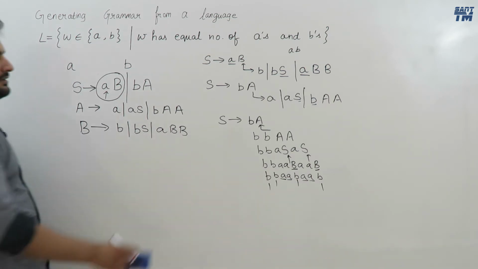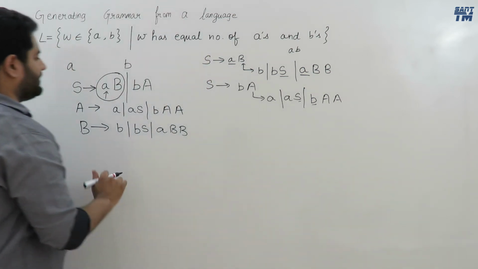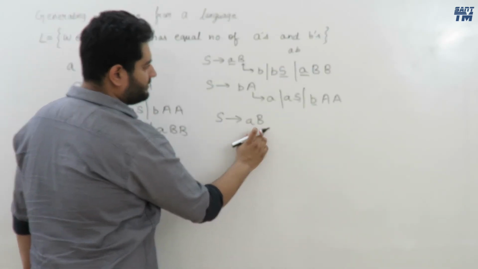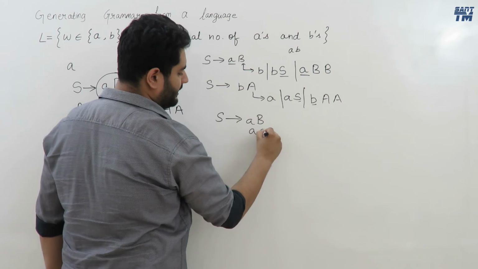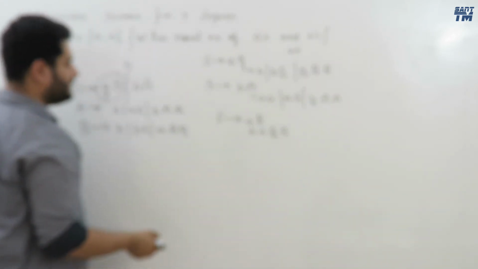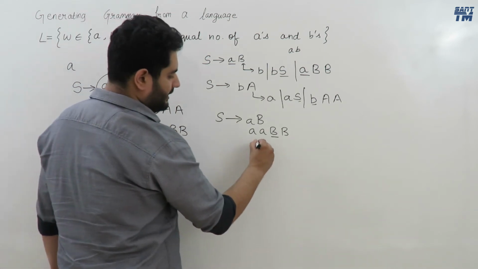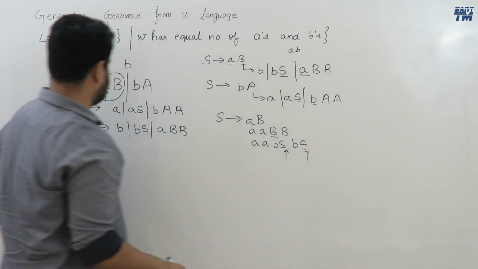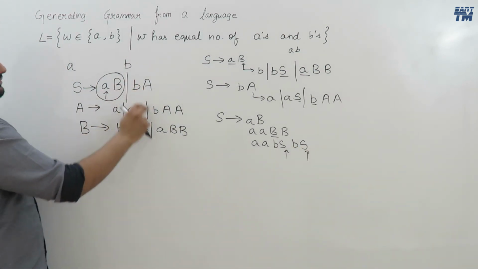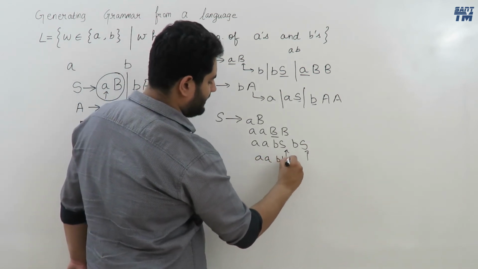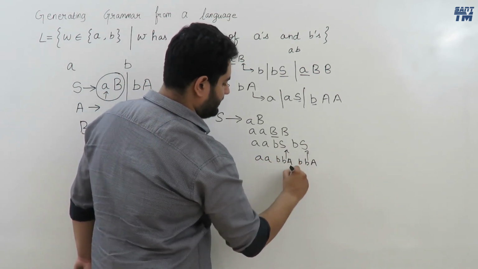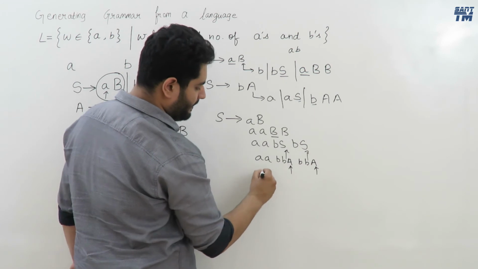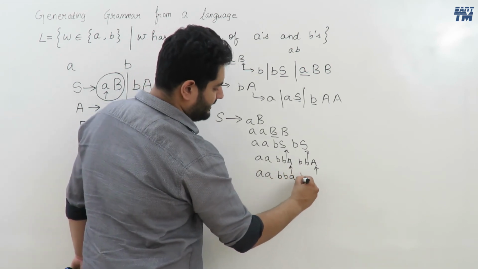Let's check for one more string. Suppose we start from this one, S derives AB. Substitute this B using ABB. Now substitute this B using BS, AA, BS, and this B also BS. Now substitute this start symbol. Suppose you substitute it with BA only. AA, B, BA, B, BA. Now in place of this A, substitute terminal A, AA, BB, A, BB, A.